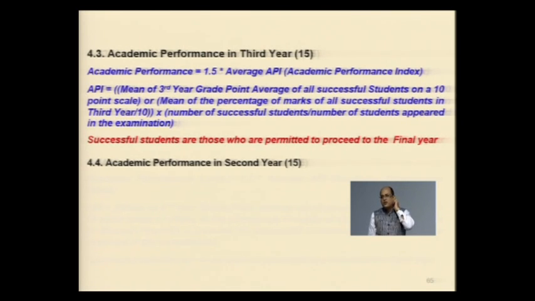We have added another qualifier there, to come to a reasonable and realistic number: the number of successful students divided by the number of students appeared in the examination. Because if we do not put this multiplier, then if only one student is successful and permitted to go to the next year, then one student's performance will talk about the academic performance of the whole class. So there is a multiplier of the successful students divided by the number of students appeared in the examination.